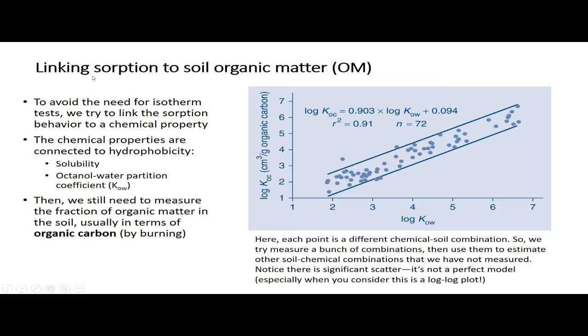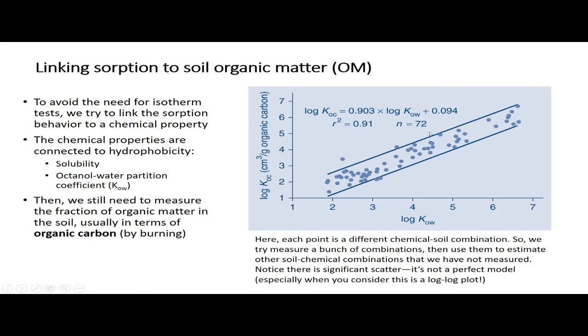Some people have tried to link sorption to organic matter in order to avoid these isotherm tests. Isotherm tests are a lot of work. So they look at chemical properties that are connected to a chemical's hydrophobicity, or how badly that chemical wants to get out of the water. Some likely suspects are solubility, or the octanol-water partition coefficient, K_OW, which works pretty well.